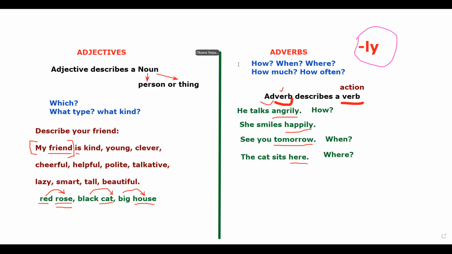For example, okay, nice. Oh, it's too big. Yeah, let me change it. Nice, nicely. We add the suffix ly, and we get the adverb. He's nice. He talks nicely. In the first sentence, we describe a person. In the second sentence, we describe a verb.